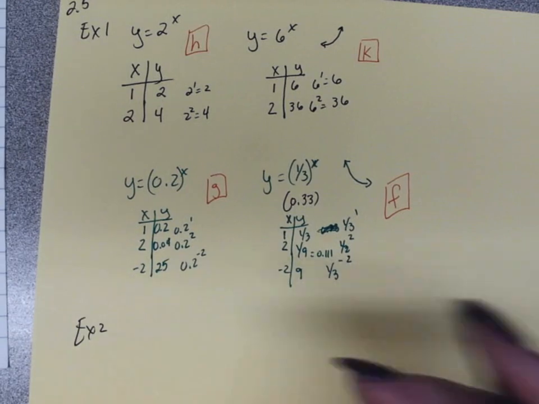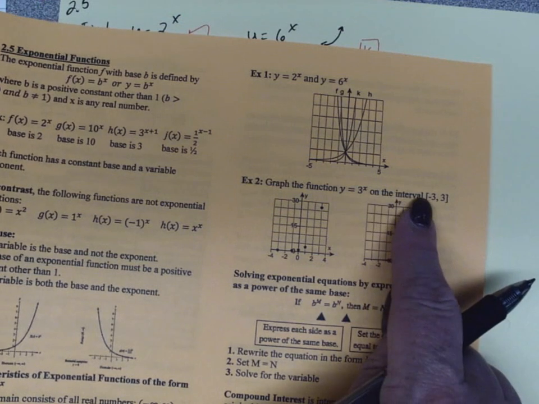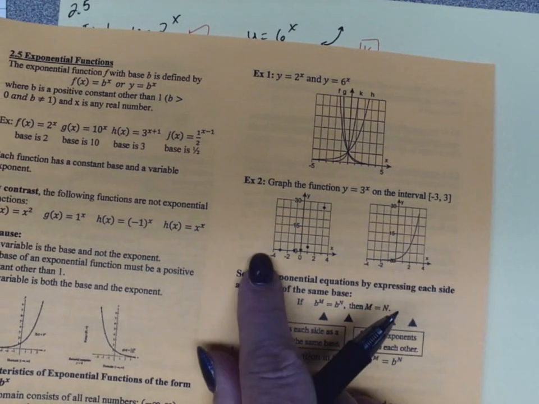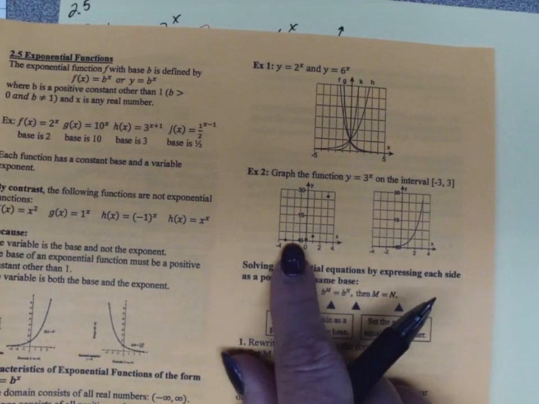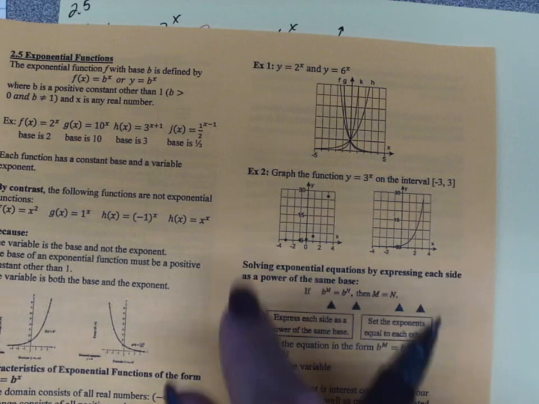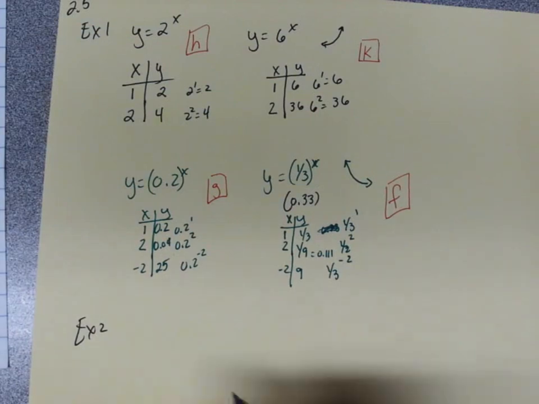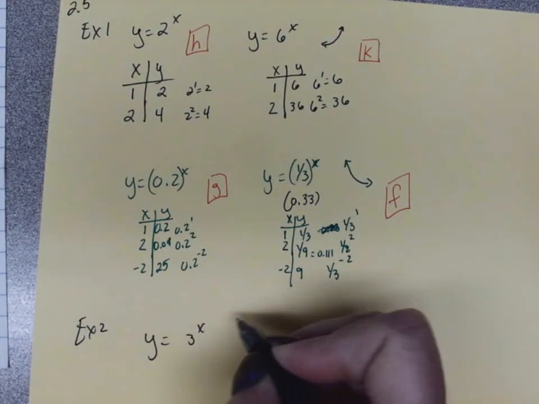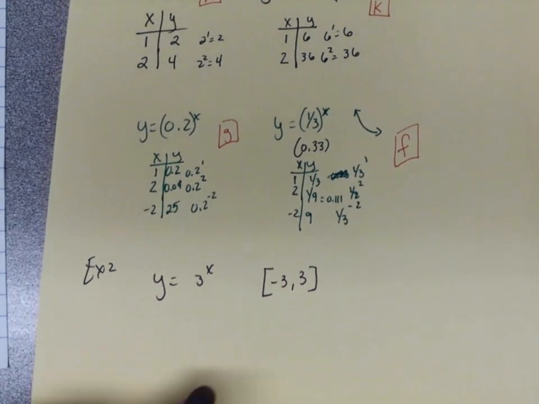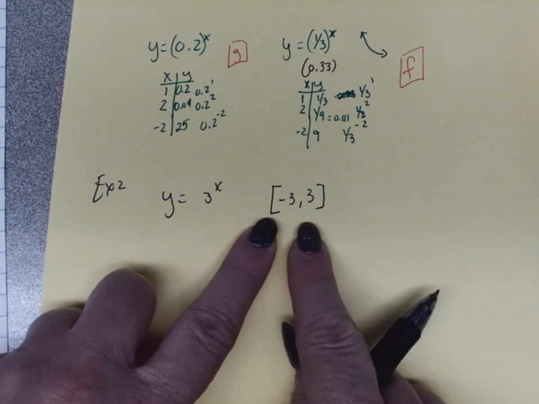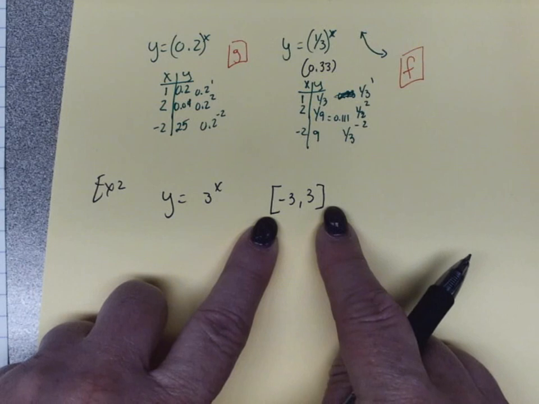So for example 2, we are going to graph the function y equals 3 to the x on the interval of -3 to 3. Now I have a couple of pictures on your handout so you can get a good picture versus what you're going to see me draw, because we do the best we can. So first thing we need to understand, this is not going to be a graph that goes on and on. We're going to stop at -3 and 3 between that interval for our x values.